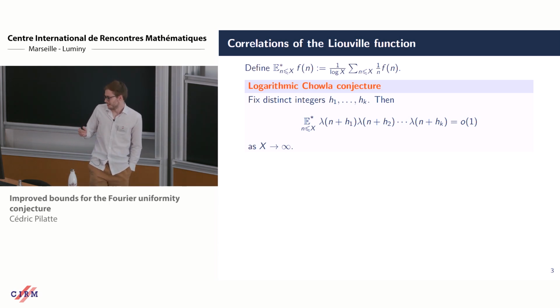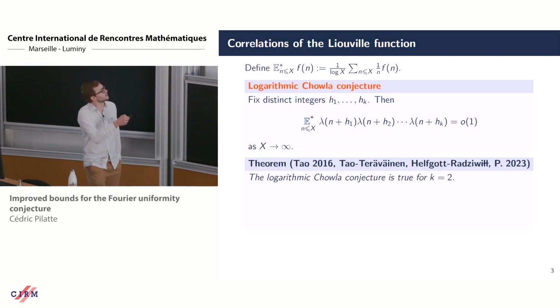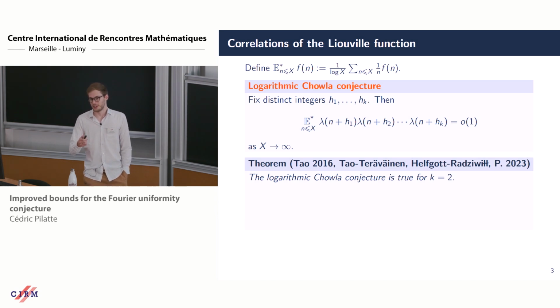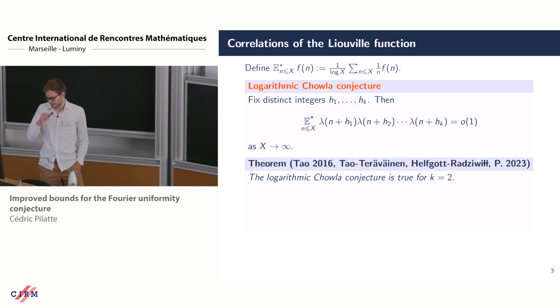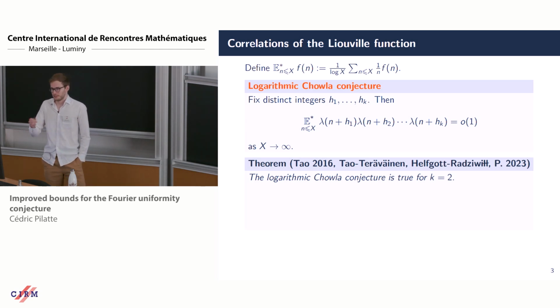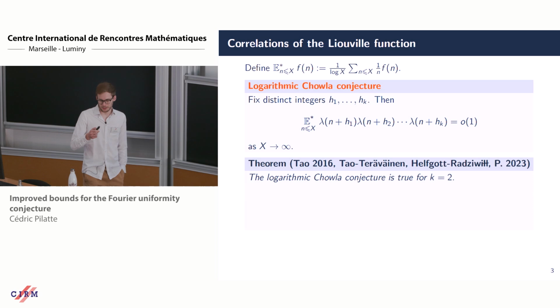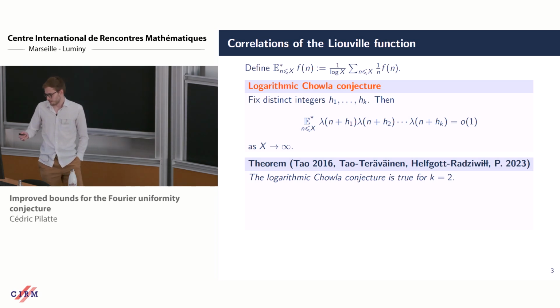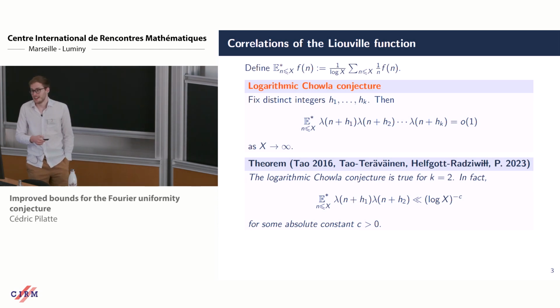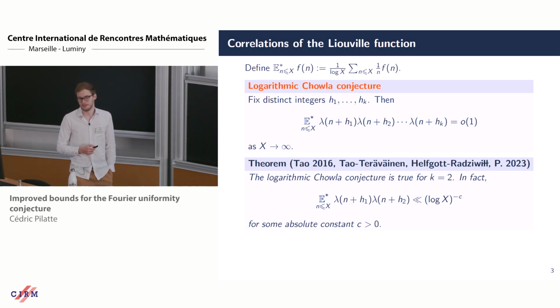And this conjecture is known in several cases. So for k equal to 2, if you have two Liouville factors, then Tao proved that the logarithmic Chowla conjecture is true. And you can make his bound quantitative, but it's very, very weak. And there was later work, including Helfgott and Radziwiłł, who gave a different proof. Instead of using entropy, they used ideas of expander graphs. And I refined their proof to obtain the following bound. So if you have two Liouville factors, then you can save a small part of a logarithm.